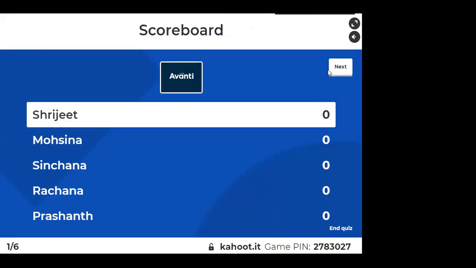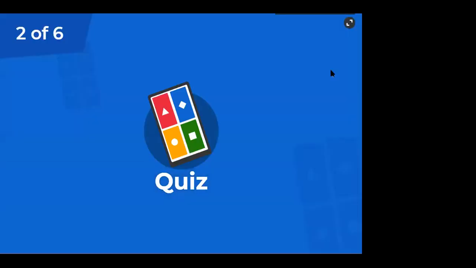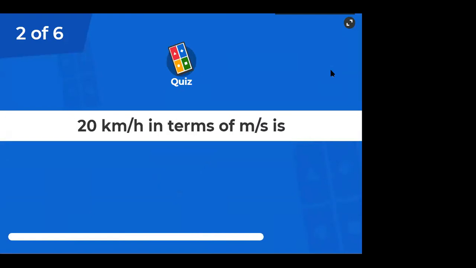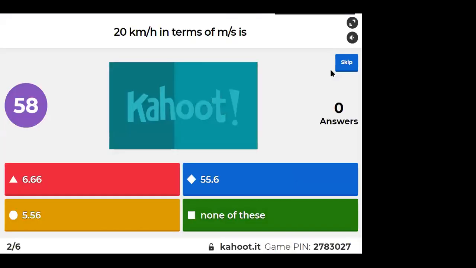See, multiplication, right? Everywhere we are using multiplication. That's why I told you, you should practice multiplication by the methods that we studied. Second, 20 meter per hour in terms of meter per second is, again in this case, kilometer per hour is converted into meter per second.